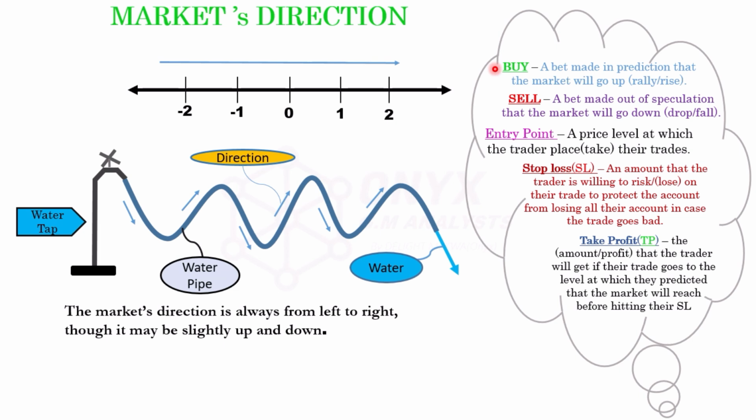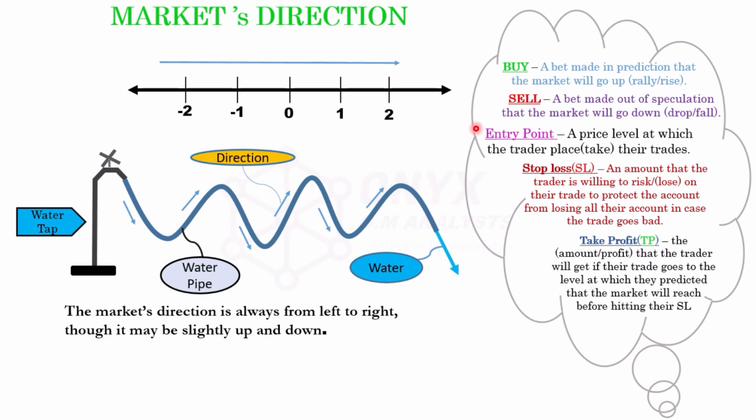Now, the buy term here means a bet made in prediction that the market will go up. For that, we can say the market will rally or the market will rise. We also have a term named sell, which is a bet made out of speculation that the market will go down, which means the market will drop or rather fall.